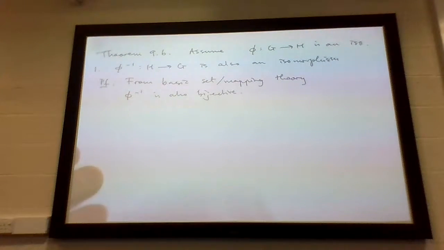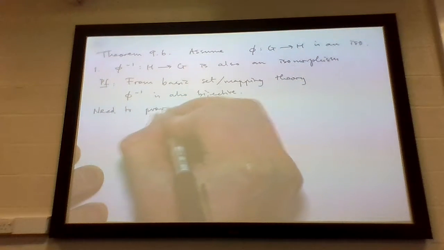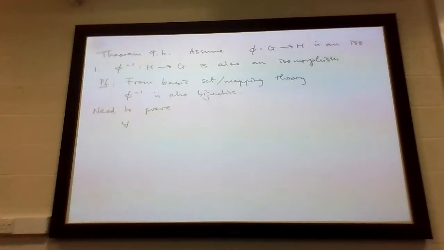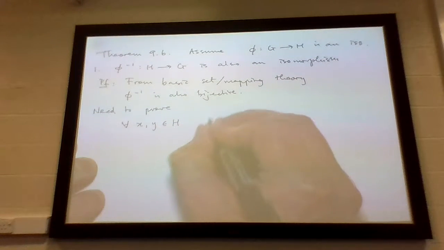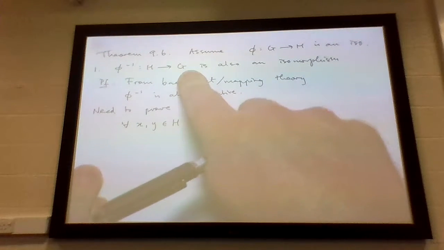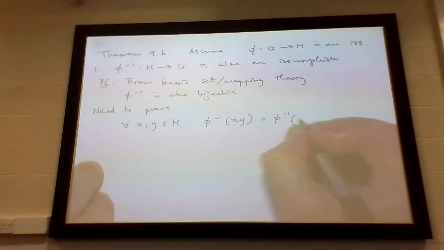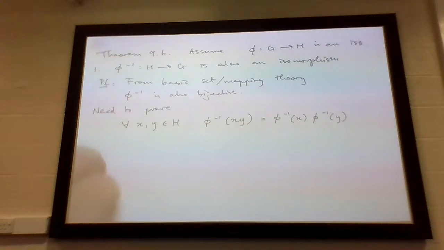We need to prove that for every pair of elements, I won't call them A and B so as not to confuse them in here, so let's call them X and Y. For every X and Y in H, phi inverse of the product XY, which is an element over in G, is equal to the product of the two elements, phi inverse of X times phi inverse of Y.